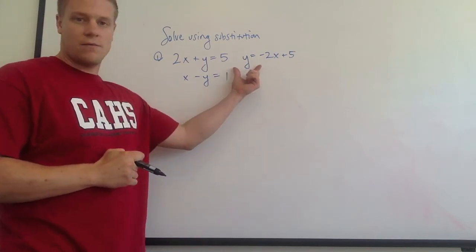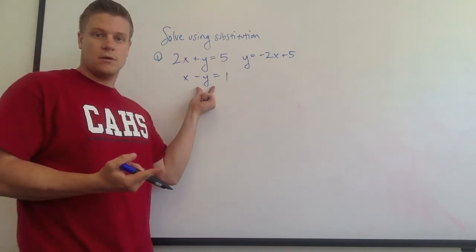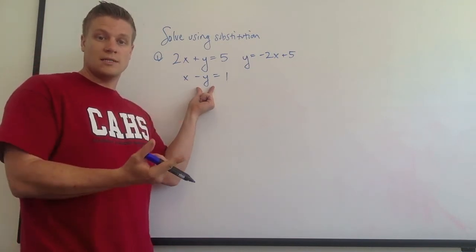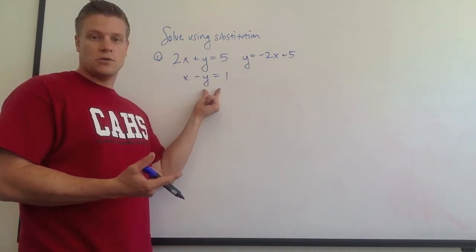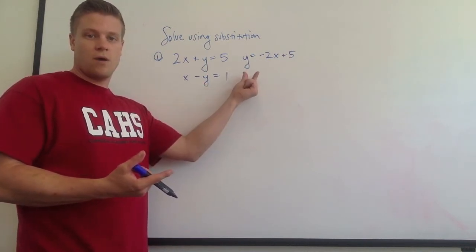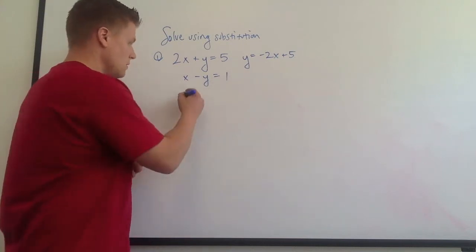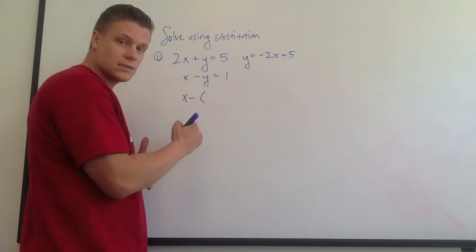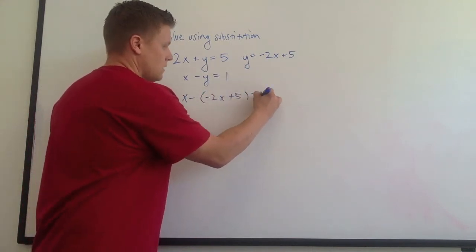Now that we know the value of y, we can substitute it in the second equation. Always plug it into a different equation, never the same. We can never solve an equation that has two variables. So now that we know the value of y, we can substitute it in, and we'll have just values of x. So x minus parentheses, negative 2x plus 5 equals 1.